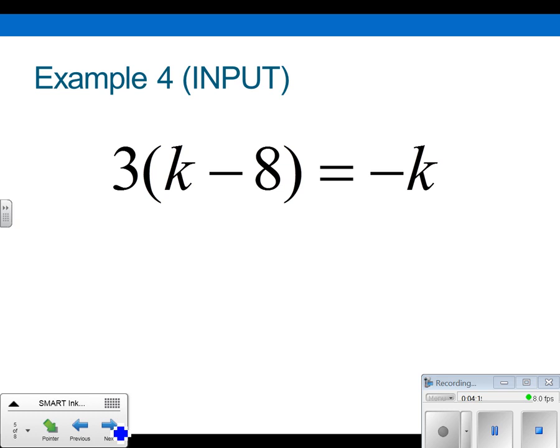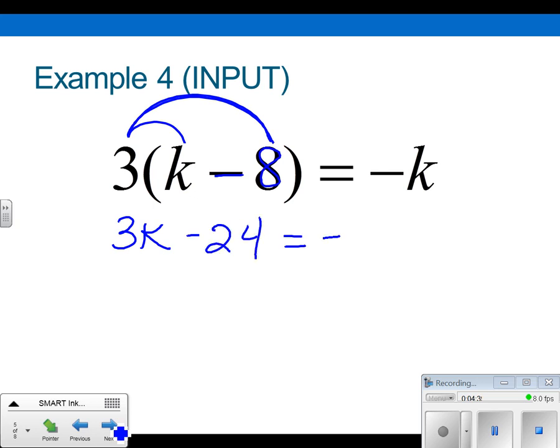So we know from that review a couple problems ago that the first thing you want to do is get rid of the parentheses, and then we'll combine the terms to one side, those k's. So get rid of the parentheses by distributing 3 times k, which is 3k, and then 3 times, not 8, but negative 8 gives you negative 24, and that equals the opposite of k.